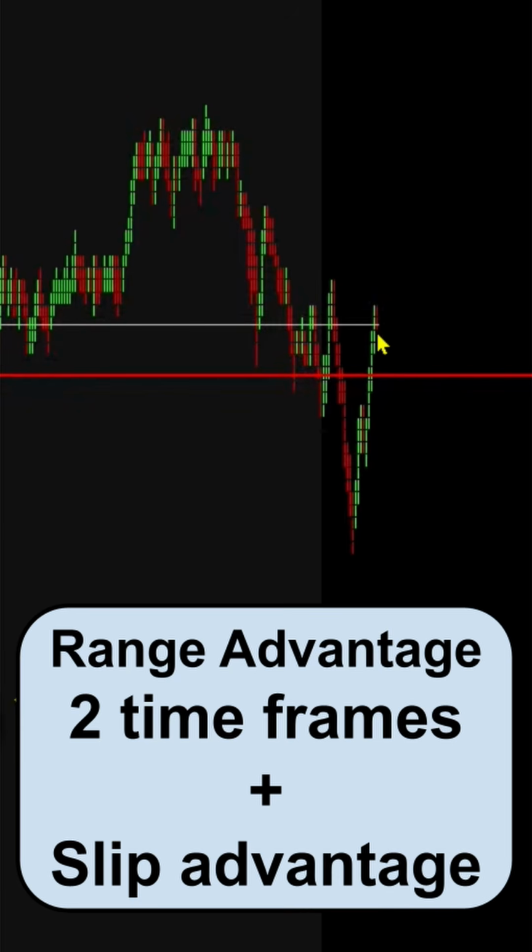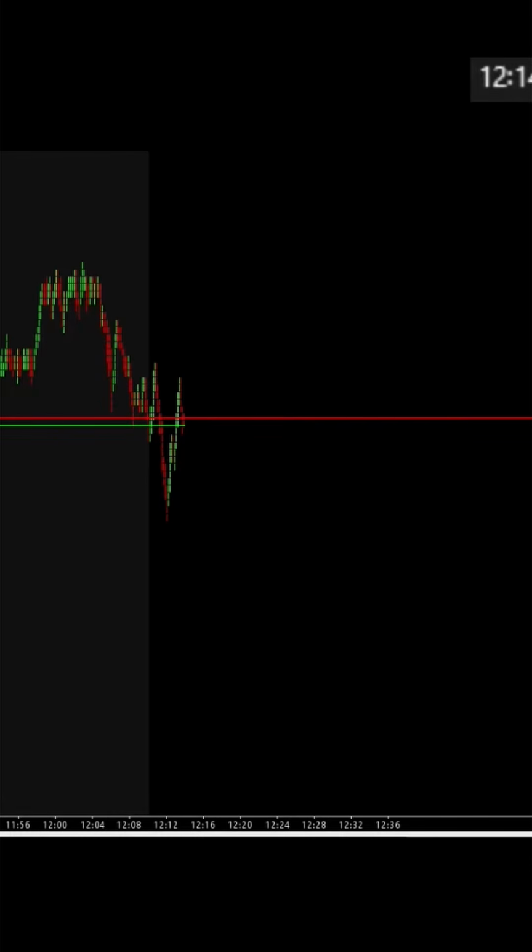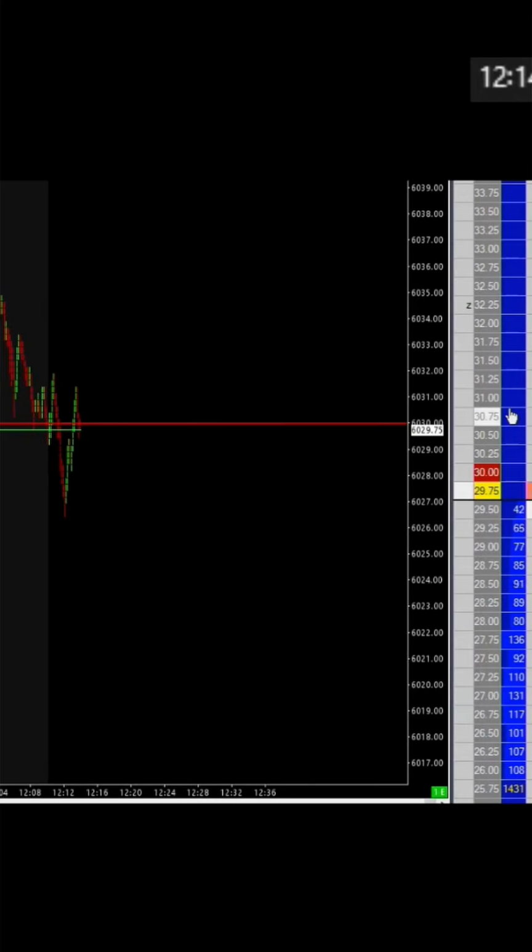Zooming back in, we can see right in this area, we will have range advantage on 2 time frames, as well as slip advantage. What you're about to see me do is enter short on this red line, which is 30 even, into this high probability setup. I have a hard time and I have to fight my way into this position. As you can see, we're short 30 even.